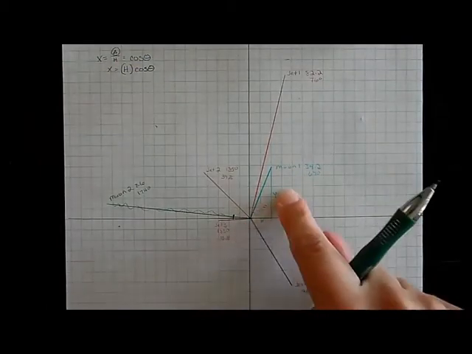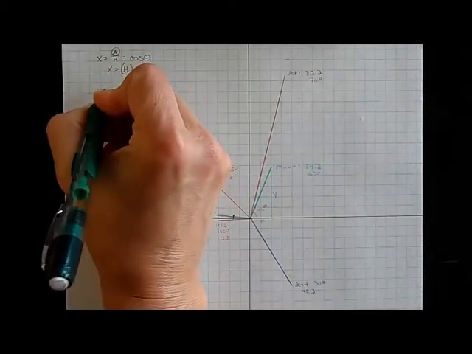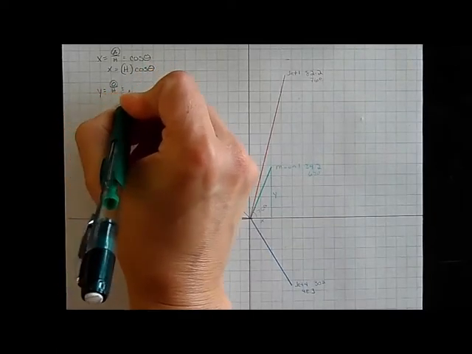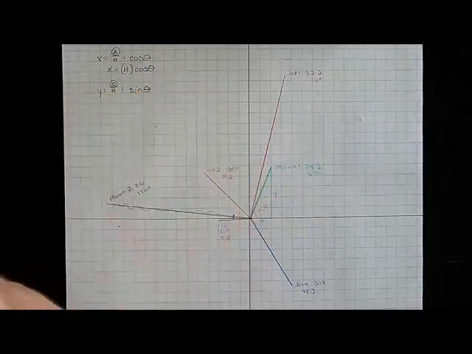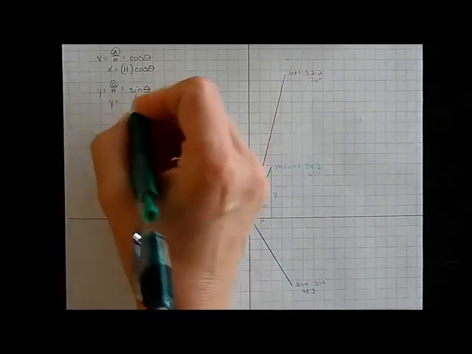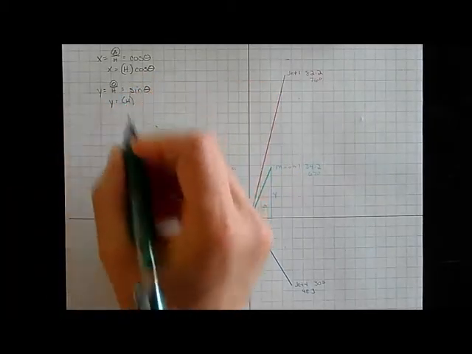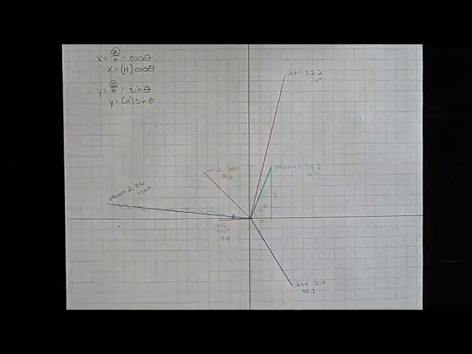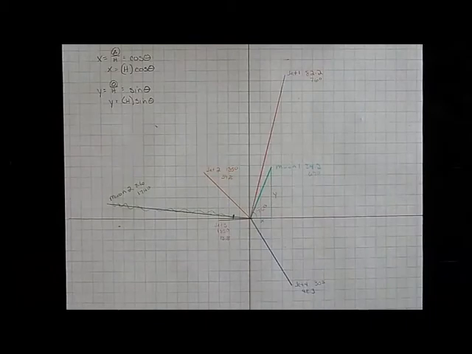Now for our y direction, our y is opposite. So in this case, the opposite is our y, and over hypotenuse, this is going to be our sine function. So our y is equal to the hypotenuse of our vector times the sine of our angle theta. So we're just going to do that for each one of them.